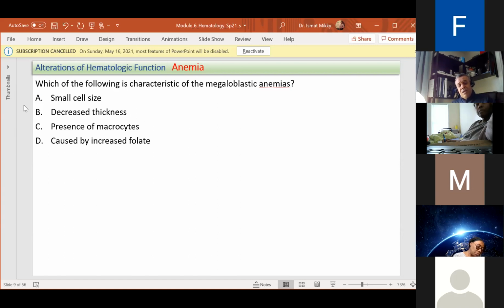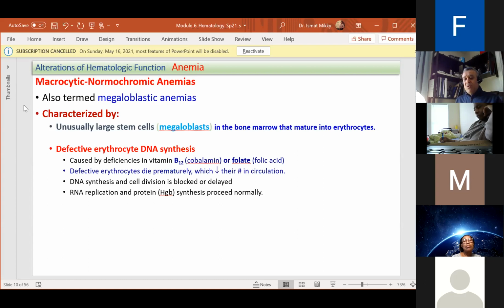So deficiency in vitamin B12 or folate, folic acid, would result in this type of anemia. So always remember that megaloblastic anemia means macrocytes, large stem cells, and it's evident in patients with B12 deficiency, vitamin B12, or folate deficiency. Folic acid deficiency and vitamin B12 deficiency will result in this type of anemia, what's called megaloblastic anemia.